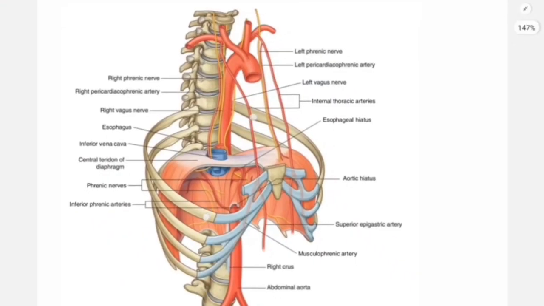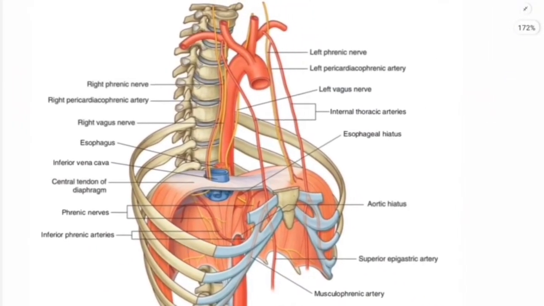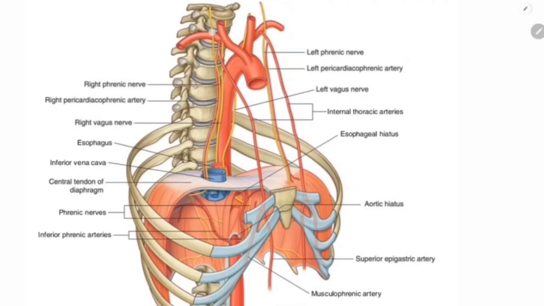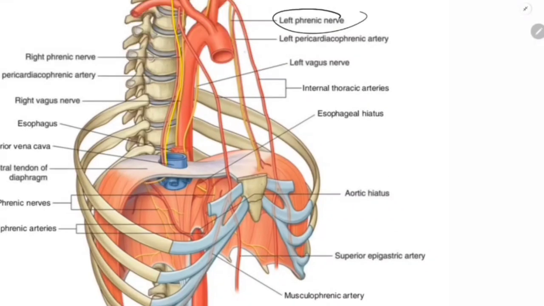So in the image பாருங்க, this shows the course of the right and left phrenic nerve. So right phrenic nerve வந்து it is passing through the central tendon along with vena cava, central tendon வழியா போகுது and கீழ போயிட்டு from the inferior surface it is supplying the diaphragm. Left phrenic nerve என்ன பண்ணுது? It passes through the muscular part of diaphragm and it supplies from the inferior surface.